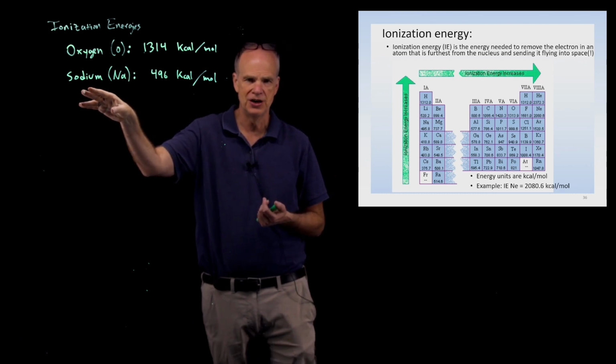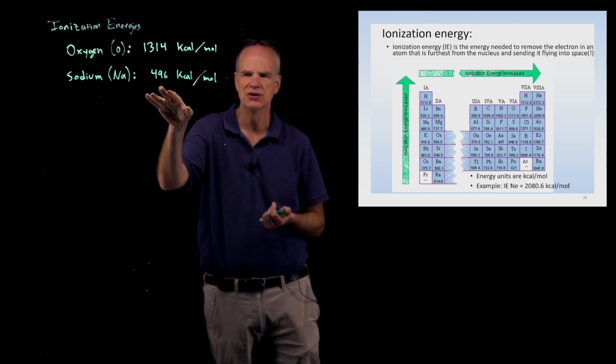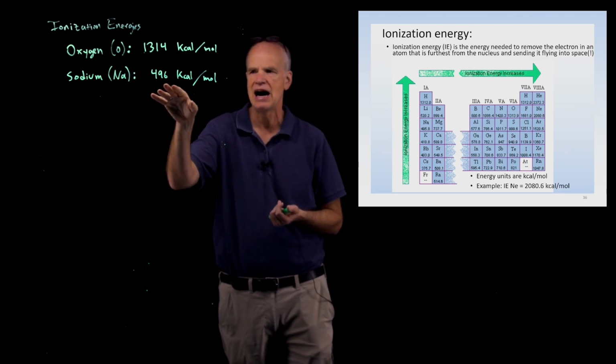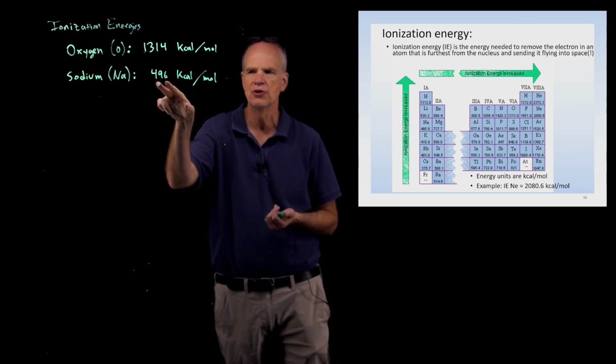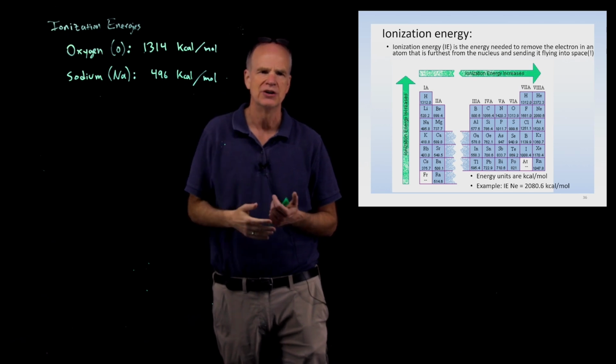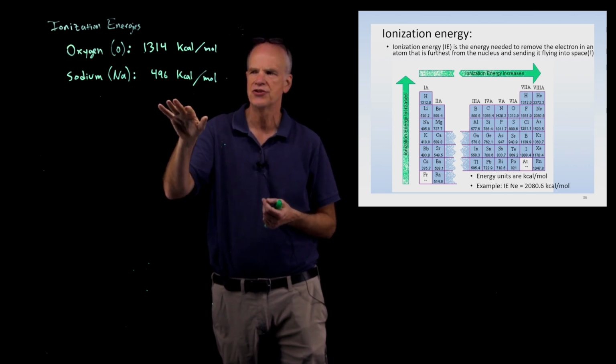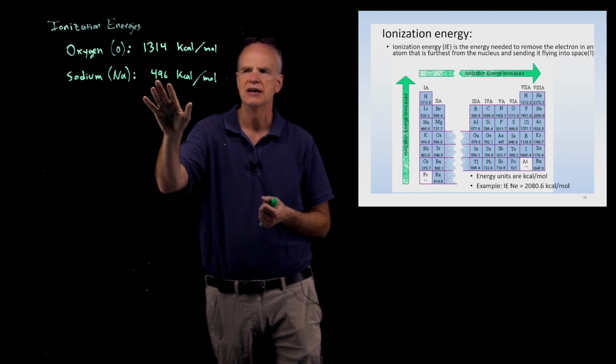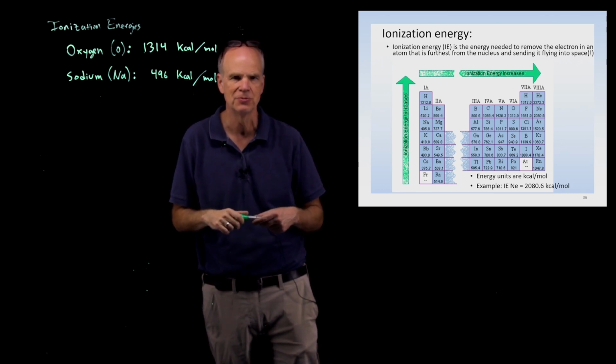But for sodium, you can see it has a different value. It's much less. It looks to be about a third that of the value of oxygen. And so its value is only 496 kcals per mole. But again, ignore the units, let's just look at the number. You need to understand why sodium has much less value of ionization energy than oxygen. And it's actually a pretty simple reason.